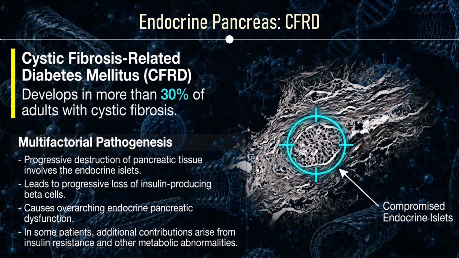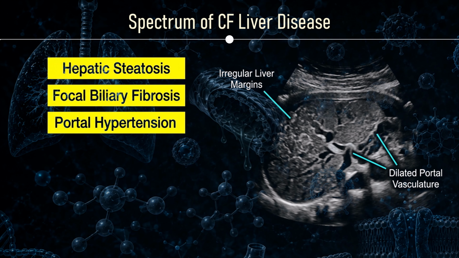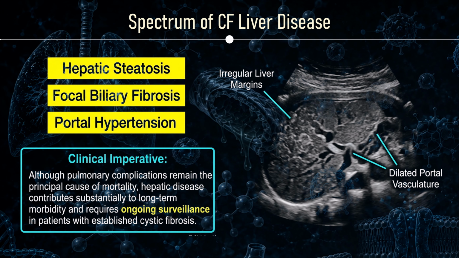In addition to cirrhosis, several other hepatic manifestations are well recognized. These include hepatic steatosis, focal biliary fibrosis, and portal hypertension. Although pulmonary complications remain the principal cause of mortality, hepatic disease contributes substantially to long-term morbidity and requires ongoing surveillance in patients with established cystic fibrosis.